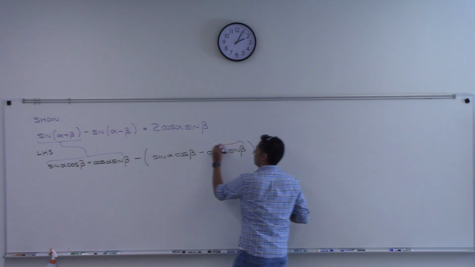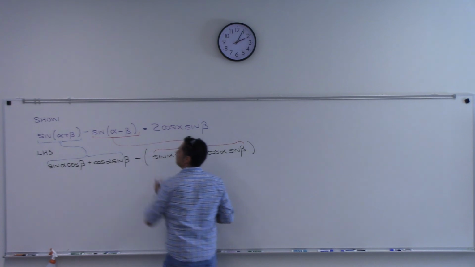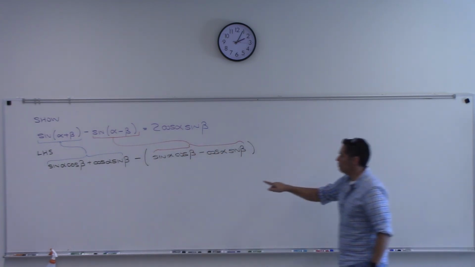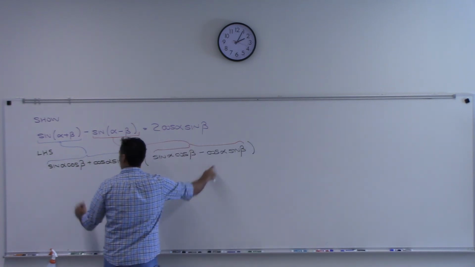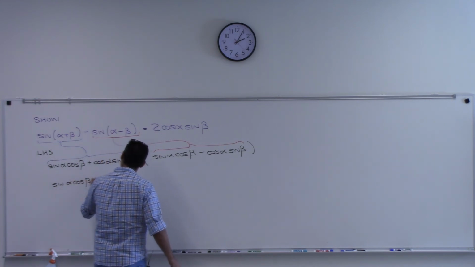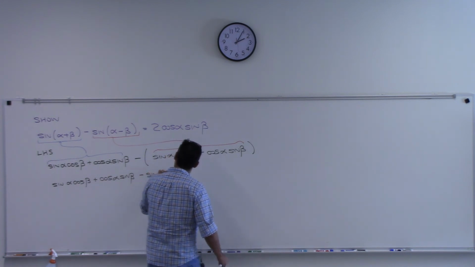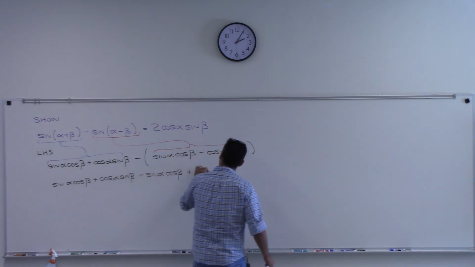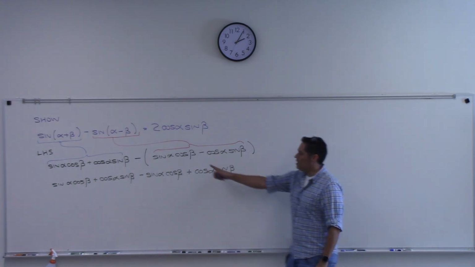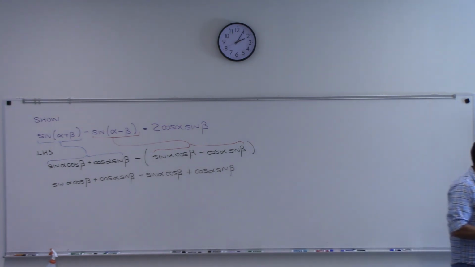This is that. That's what that is. Now let's distribute the minus sign through, here and here. So we'll get sine alpha cosine beta plus cosine alpha sine beta minus sine alpha cosine beta plus cosine alpha sine beta. So it makes this minus and it makes this a plus. Do y'all see it? What happens now?